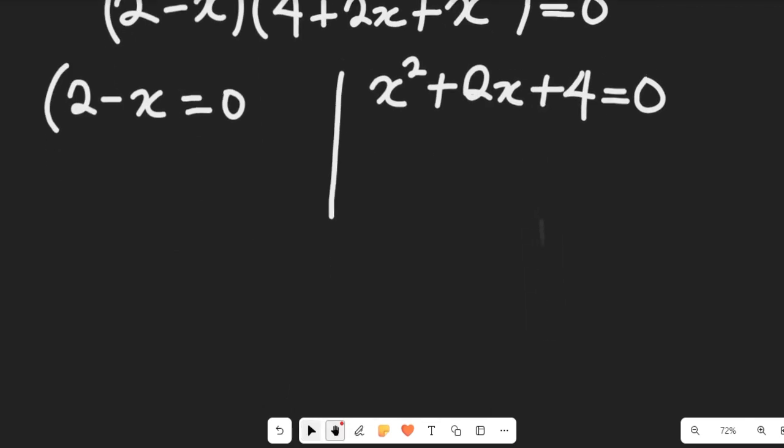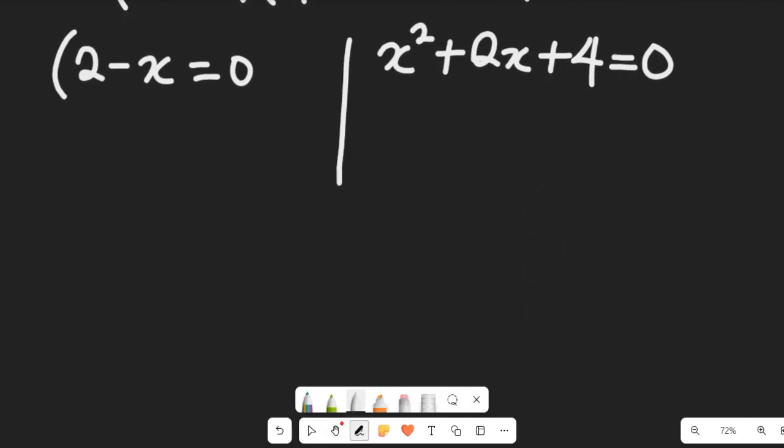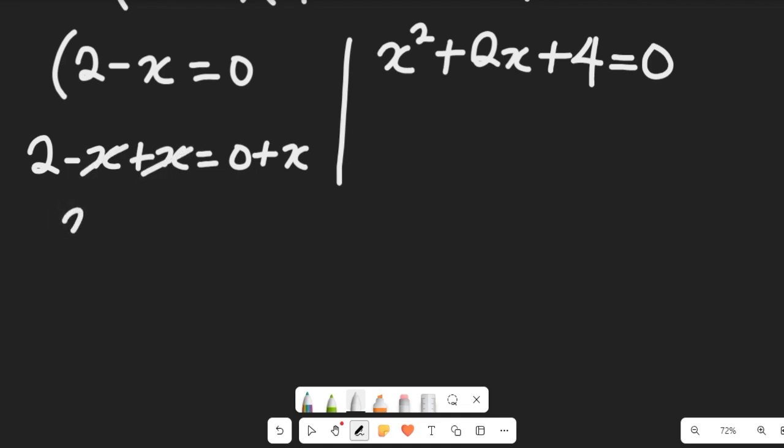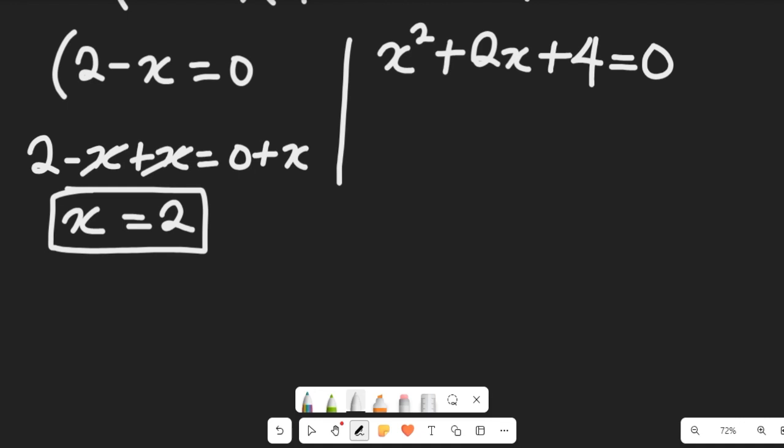Now we can simplify these two expressions. From the first expression, if I add x to both sides, I'm going to have 2 minus x plus x equal to 0 plus x, right? While this x clears this x, the value of my x, which is 0 plus x, is equal to x, will be equal to 2. So that tells us that 2 is a solution to that expression.